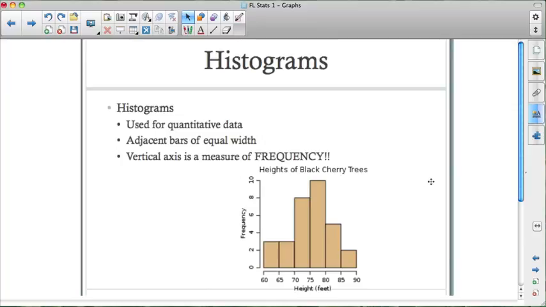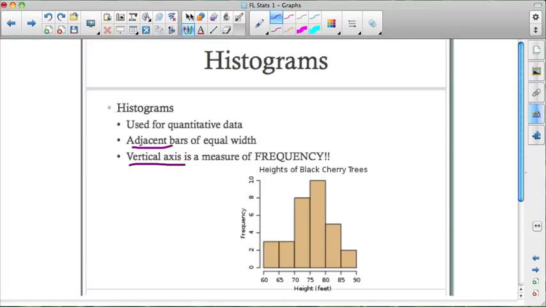The next type of graph I'm going to talk about is similar to a bar graph. It's called a histogram. And the main difference is that we use histograms with quantitative data, whereas we use bar graphs with categorical data. The other big difference is that in a histogram, the bars need to be adjacent to each other, meaning they need to be touching, as these are here. And the reason for that is that the x-axis contains numerical data and numbers are continuous. The vertical axis, the y-axis, just like with a bar graph, measures frequency, how many.